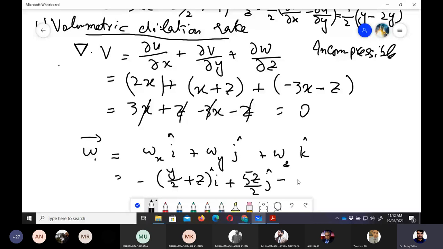So it means that the flow field is incompressible, but it is not irrotational, because the rotation vector is not equal to 0. It is rotational, basically. The flow field is a rotational flow field. Okay, so this was the first example. Now we can do the second example.